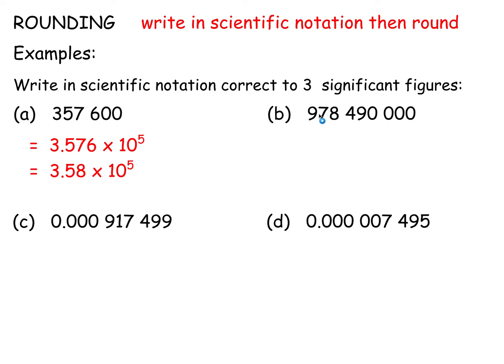This one, 9.7849, and the decimal point moved from after the 0 to after the 9, it jumped 8 digits. So that's it in scientific notation.